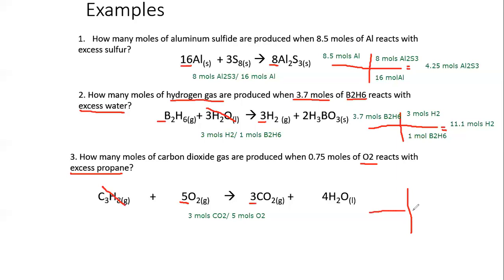And now we can do our train track. So we start with 0.75 moles of O2. Since we're starting with O2, it goes on the bottom in our ratio, and CO2 goes on top.